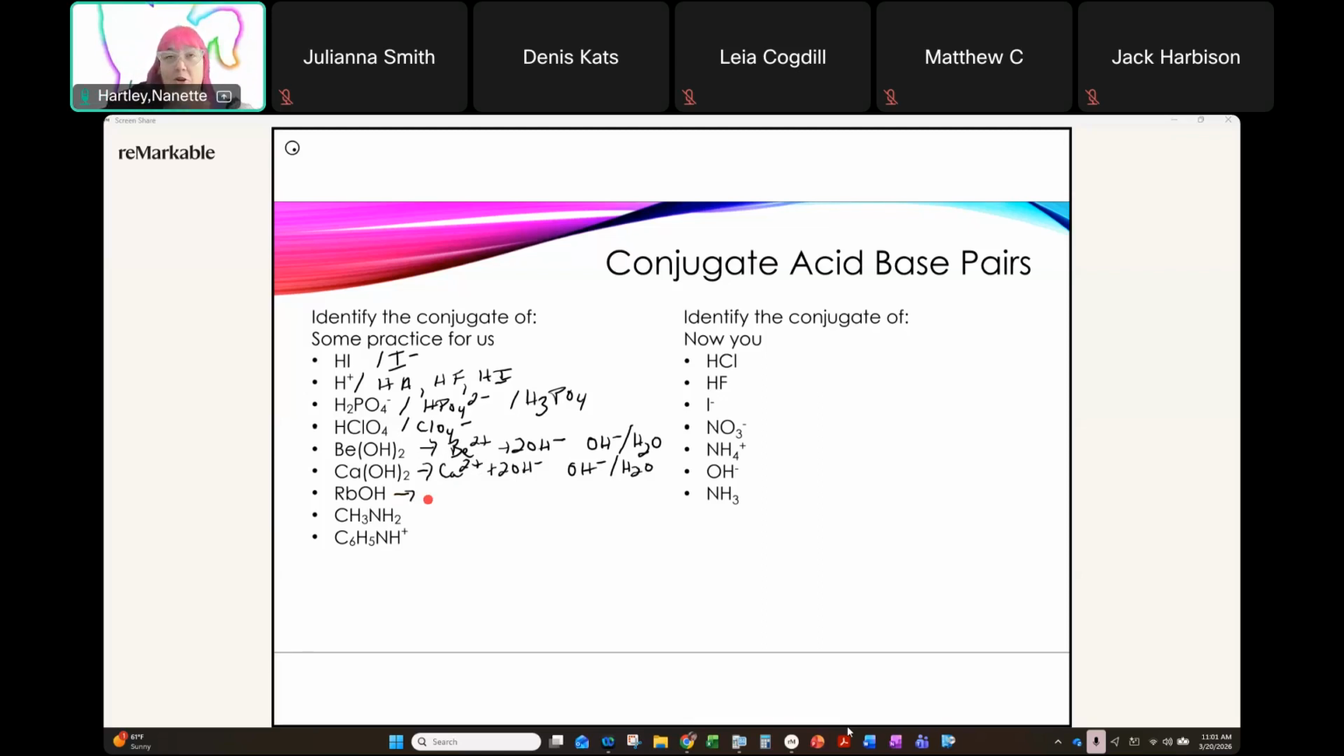When we talk about our RbOH, break that down. I get an Rb plus and an OH minus. The OH minus is my base, so therefore I add a proton to that, and get H2O yet again. So that's a fairly common thing for us to see. If we've got those OHs, that's what we'll see out of that.